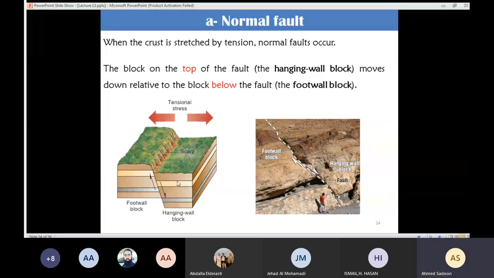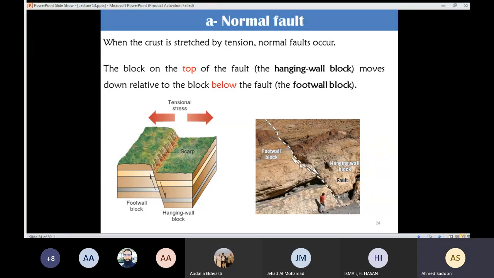It means that I'm going to have a normal fault. And also the normal fault is associated with the tensional stresses. So the first condition for the normal fault, I need to have tensional stresses. And the other condition is the hanging wall is going to move down relative to the foot wall block.